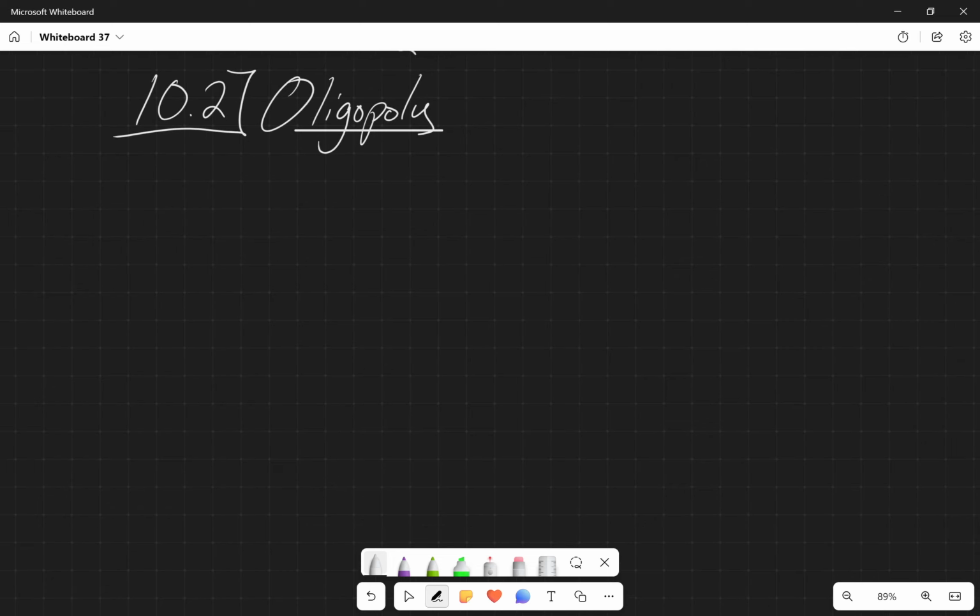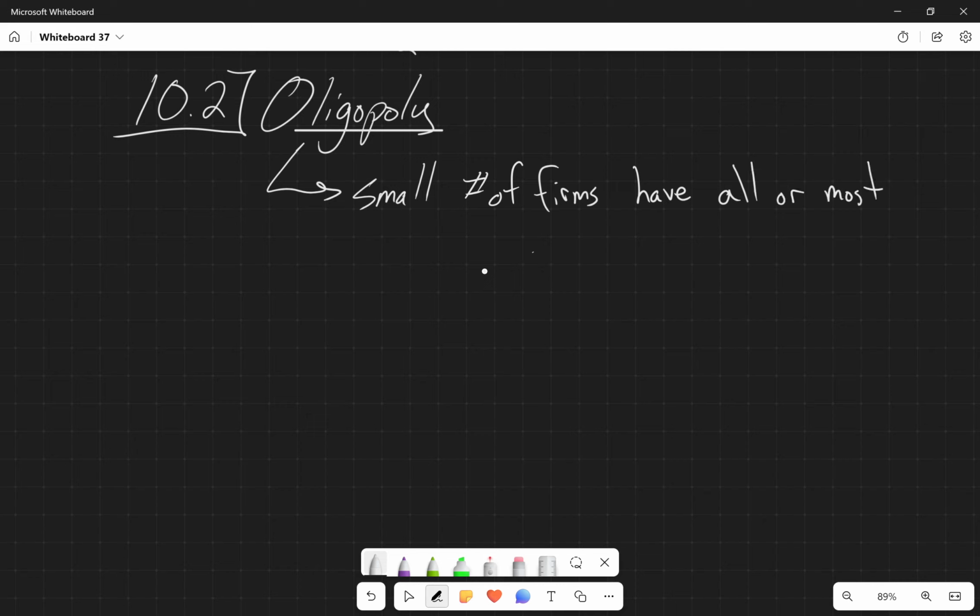So our last type of market structure that we're going to learn in this class, huzzah, is oligopoly, right? An oligopoly is the situation when a small number of firms have all or most of the sales in an industry. Some interesting dynamics within oligopolies are as follows.